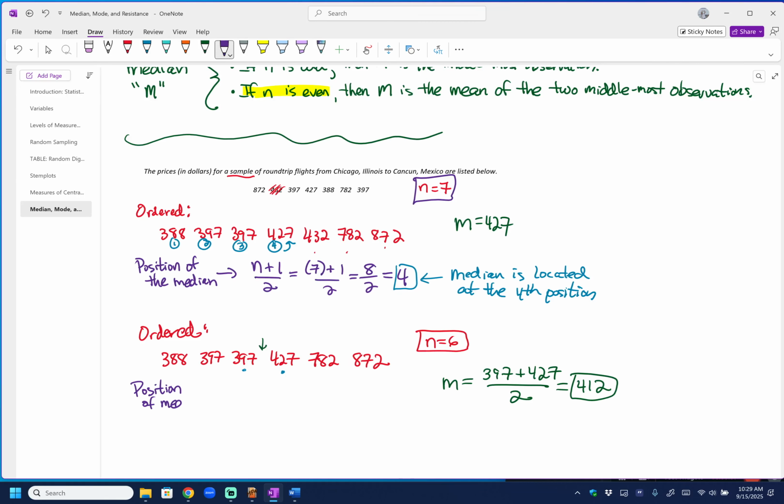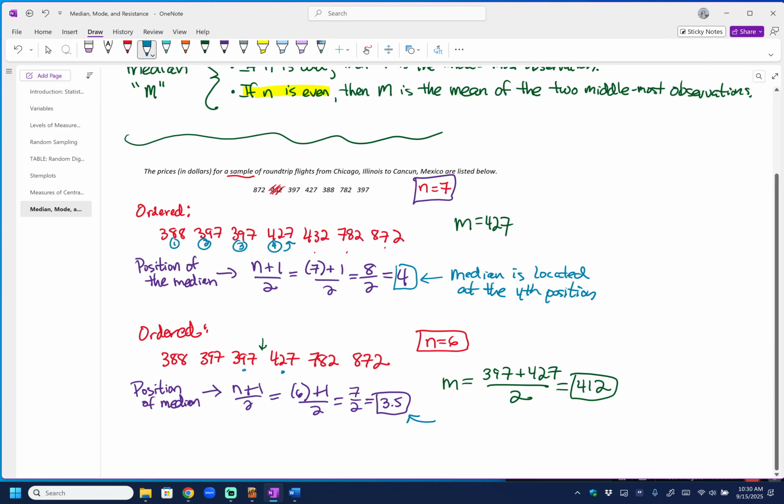So the position of the median is, again, going to be n plus 1 over 2. That is going to be equal to, this time, 6 plus 1 over 2, which gives us 3.5, or 7 over 2. Let me just write it out: 7 over 2, which is equal to 3.5. Now, what does that mean this time? It's a little bit different.